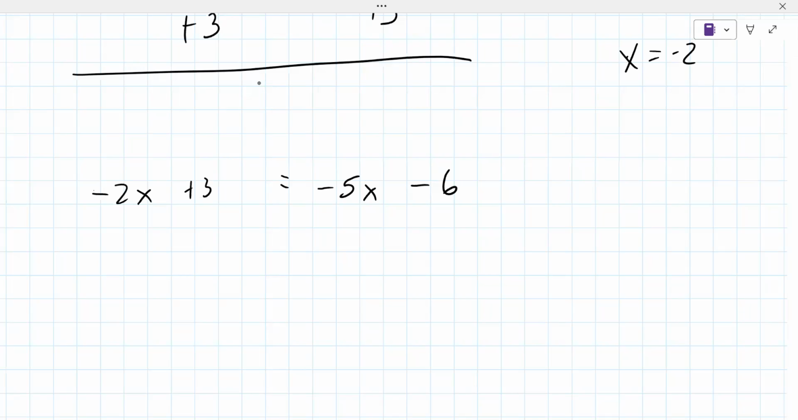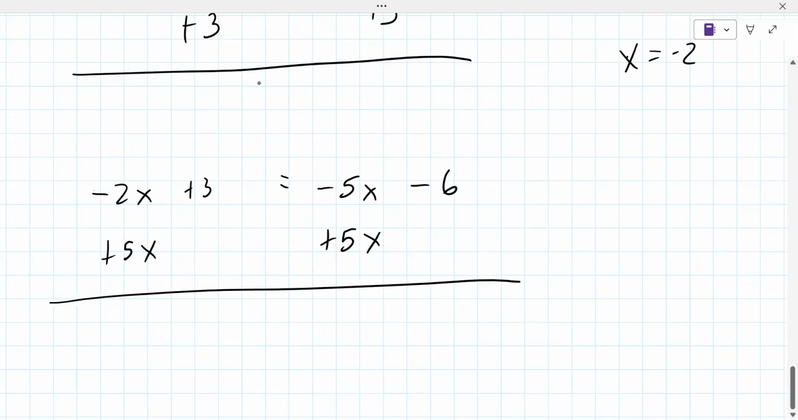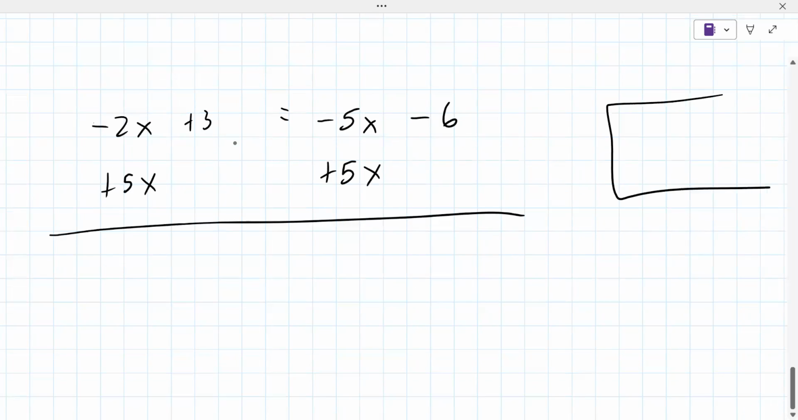Minus 5x. Yep. So you're going to add 5x to both sides, okay? Now I want you to continue working out the problem from here and tell me what you come up with.